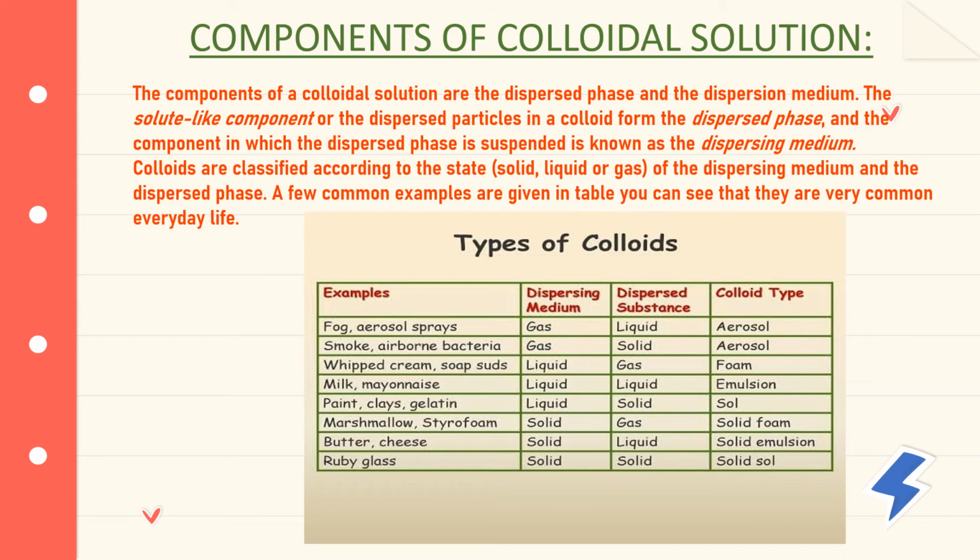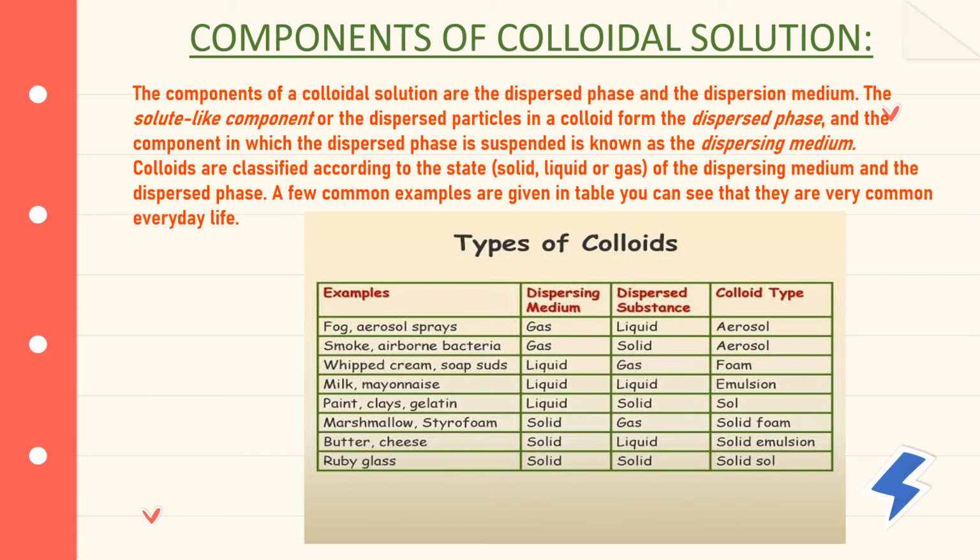Now again, lastly, if we are considering colored gemstone, milky glass, ruby glass, then it is a type of solid sol, where the dispersed phase is solid and the dispersing medium is also solid. So these are the types of colloids. We can say these are the 8 types of colloids depending upon the dispersed phase and dispersing medium. So I hope you can remember all these types of colloids.